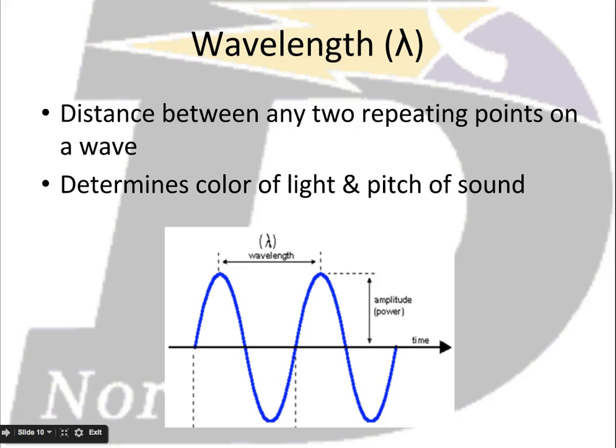Wavelength, again, is the distance between two repeating points on a wave, and wavelength is going to determine the color of light and the pitch of sound. Color is essentially what wavelengths are being emitted by those particles, and you interpret that as color. We'll talk more about that when we get to the electromagnetic spectrum. We'll also talk about pitch of sound. If you change the wavelength of your voice, you're changing the pitch of your sound.